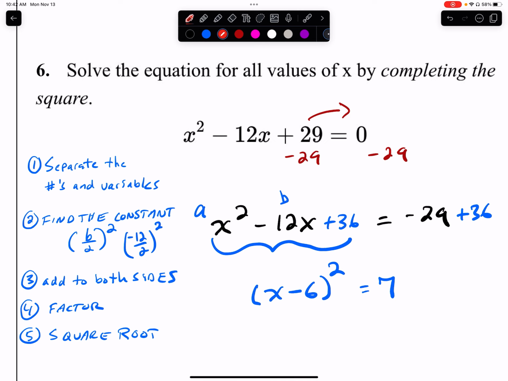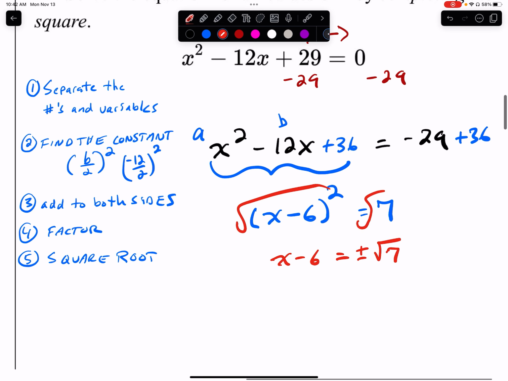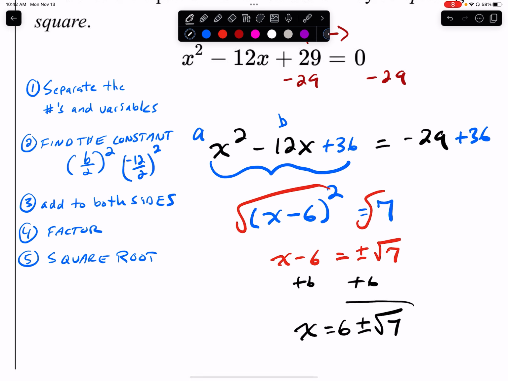Now when we take the square root of both sides, I'm left with x minus 6 is equal to positive or negative radical 7. This is an irrational answer, which is okay. You can have an irrational number as a solution. I'm going to add 6 to both sides, so x is equal to 6 plus or minus radical 7, and you can leave it just like that as part of your solutions.